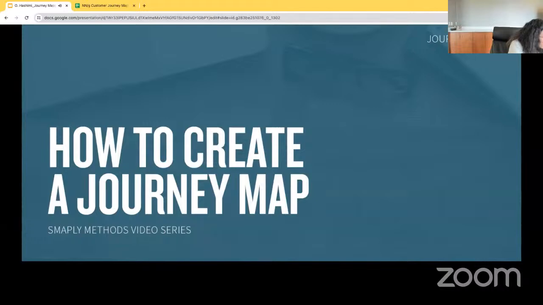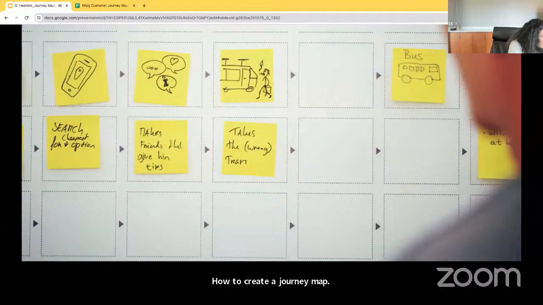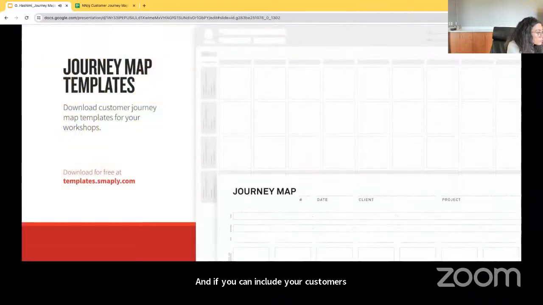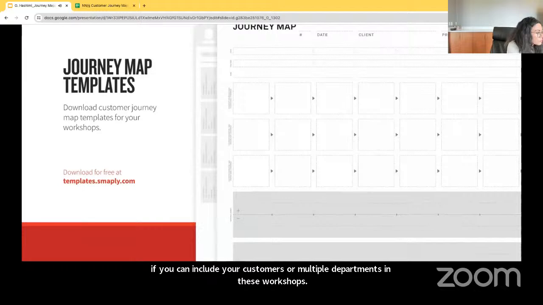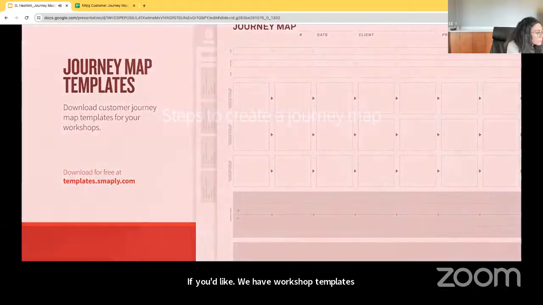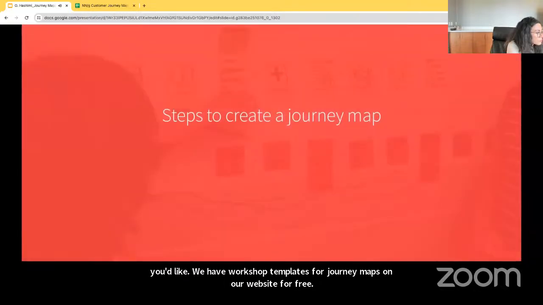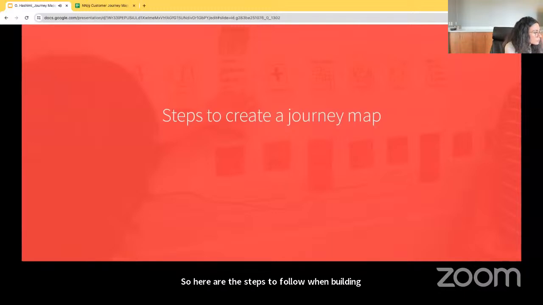How to create a journey map. It's always good to start with a pen and paper workshop. And if you can, include your customers or multiple departments in these workshops. If you'd like, we have workshop templates for journey maps on our website for free. So here are the steps to follow when building out a basic journey map.